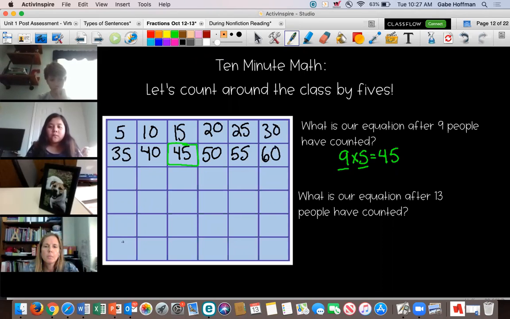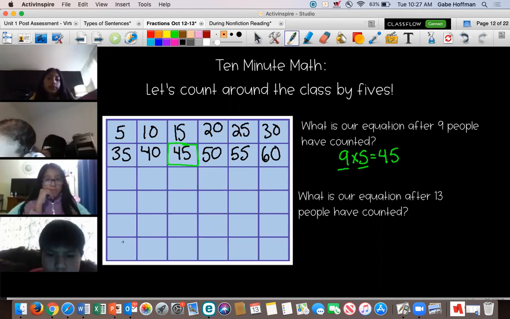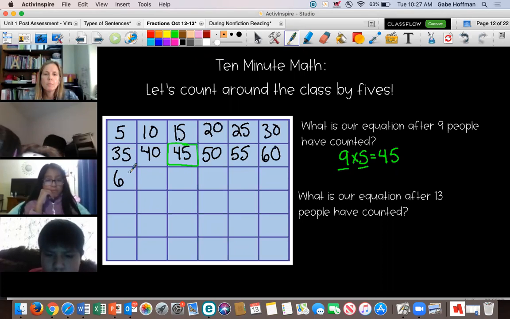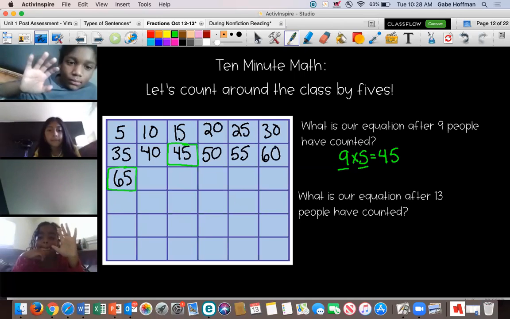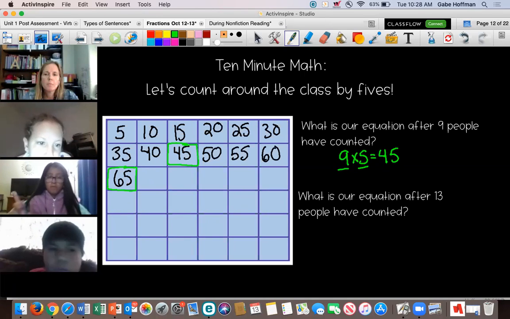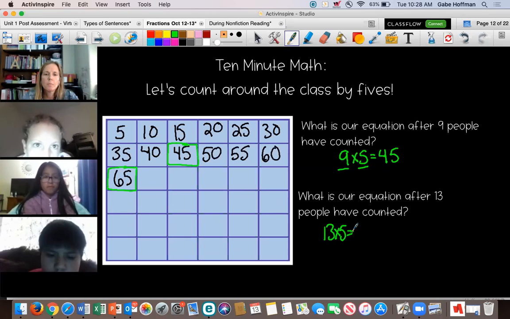Let's see if there's anybody else who's not counted yet. Denise, what would come after 60? 65. All right, and now could anybody stop after 13 people and tell me what our equation would be for after 13 people right here? What would be our multiplication equation to represent where we just stopped counting? Ania. 13 times 5. Equal equation means we have the equals part. Equals what? 65. And where did you get all those numbers?